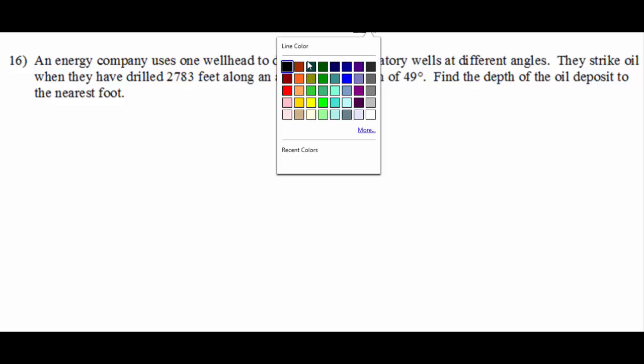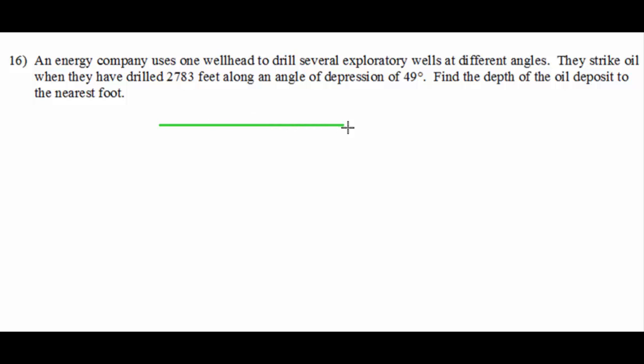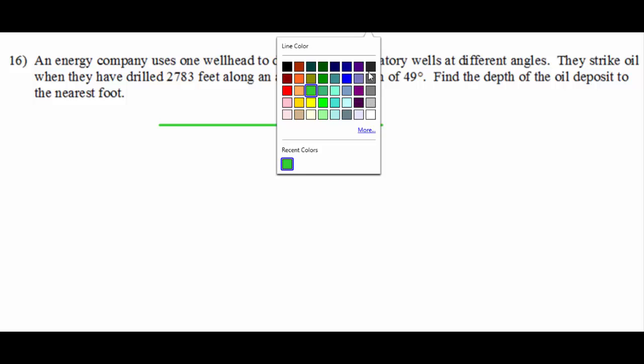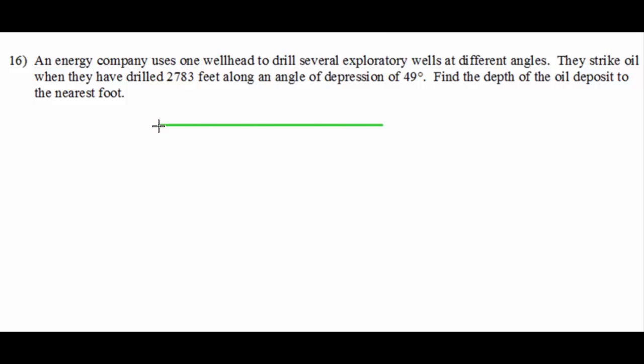And so up here, let's see, up here's the ground, and so they're drilling at an angle of 49 degrees, an angle of depression, which means that we are going to be looking down from the ground. Angle of depression means you're up high and you look down at an angle like this, 49 degrees. They drilled 2,783 feet along this. So that's this side of what's about to be a triangle.